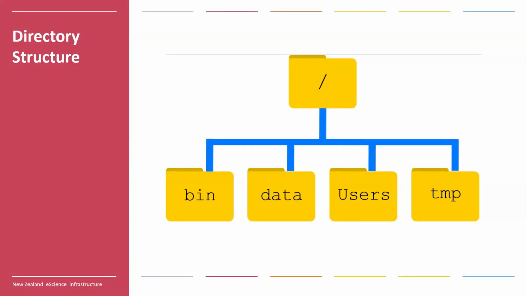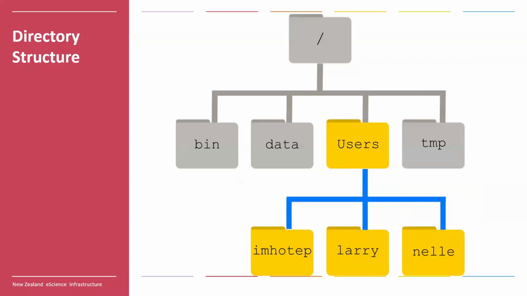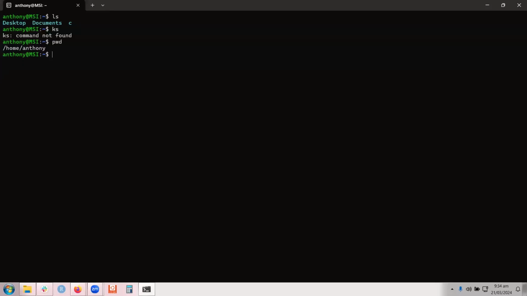Our hypothetical scientist's home directory is in /users/Nell. And so we know that Nell's home directory is inside the users directory because /users is the first part of the name. Similarly, we know that /users is stored inside the root directory because it was /. So let's go down a level, and we can see within users we have these three other subdirectories which belong to Nell and her colleagues, Imhotep and Larry. Now, let's go back to the terminal.